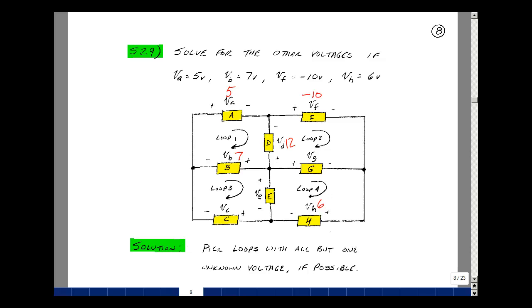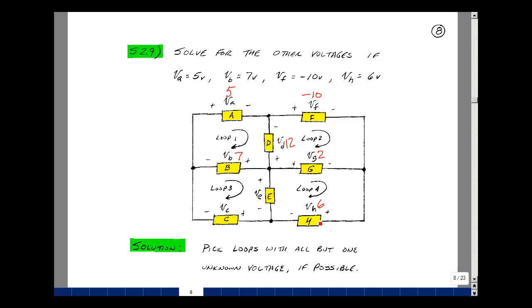Now if I go around loop 2 here, say in a clockwise direction, I know all but one voltage. Let's do the same thing. So I'm going to go around the loop, take all of the rises in voltage and set them equal to the drops. So I have a drop of 12, I have a drop of minus 10, I have a rise of V sub G. So V sub G is going to be equal to 12 plus a minus 10, and that's 2 volts.